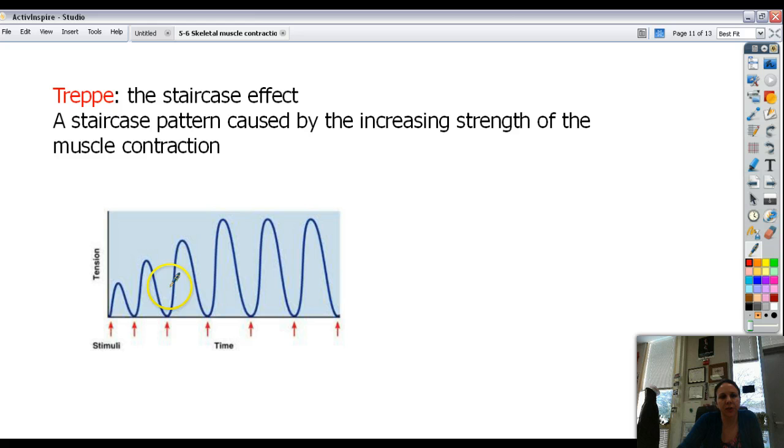Now, if I increase the voltage on here, say each arrow represents a higher voltage, I'm going to draw the arrows a little bit bigger so it's more visually showing that. What's going to end up happening is I can make something called treppe. And treppe is a staircase effect. It's a pattern that is caused by the increasing strength of the muscle contraction. What's different here between the wave summation and this one is that notice they get to go all the way down to the bottom in between. So that's what makes this one different from the other.